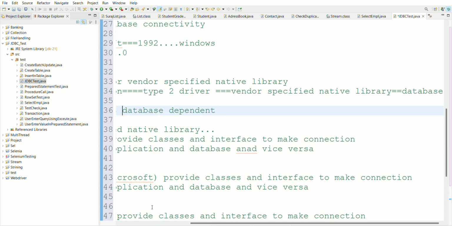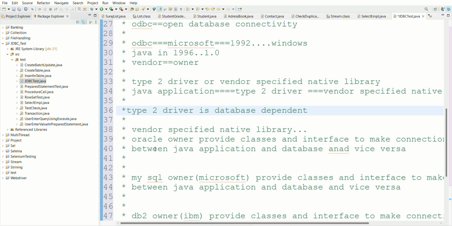Got it? The other disadvantage is that there may or may not be any chance that the vendor has given support for this, because the type 2 driver implemented classes and interfaces are not given by MySQL. MySQL has not given any implementation for the type 2 driver. It means you can't use the type 2 driver for the MySQL database.